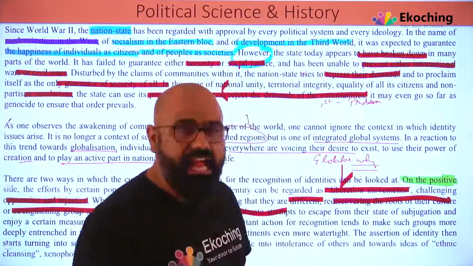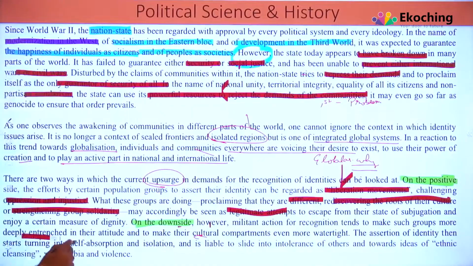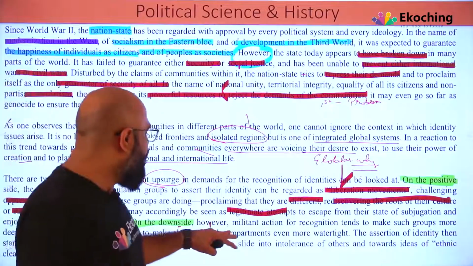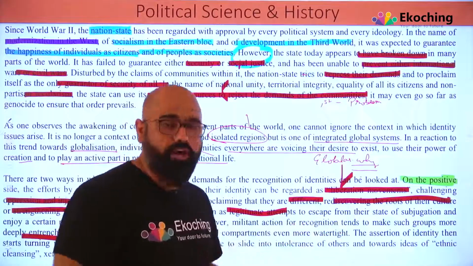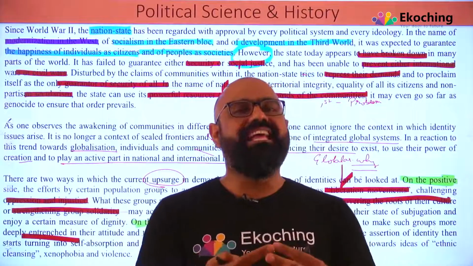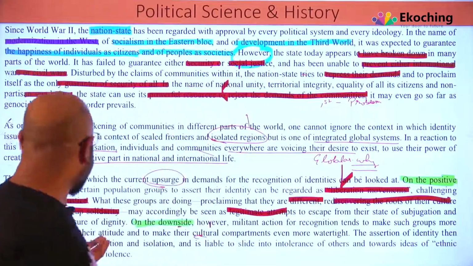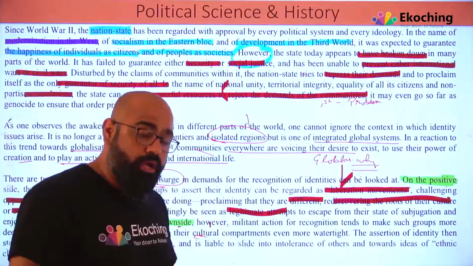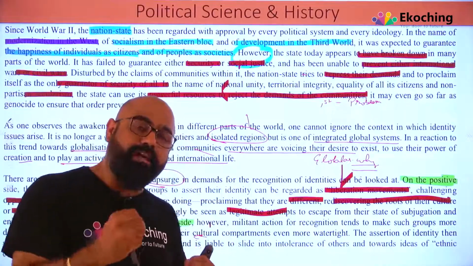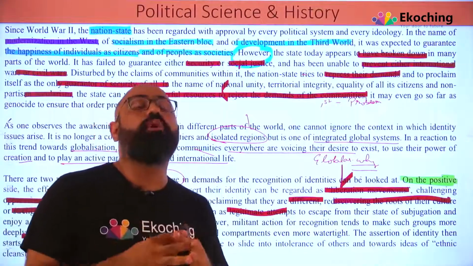So the hostile action for recognition tends to make such groups more deeply entrenched in their attitude to make their cultural compartments even more watertight. So the way these groups are getting connected and the hostile measures which they are taking, they are basically entrenched in their attitude. They are now entrenched, वो अपने आप के अंदर के भीतर अपने आप को वो बहुत ज़्यादा watertight बना रहे हैं, so that no one can pass through.